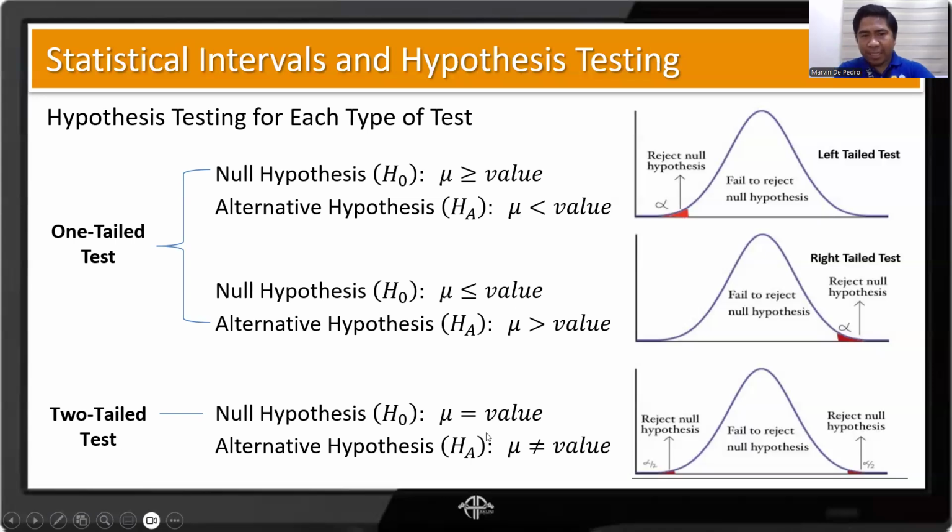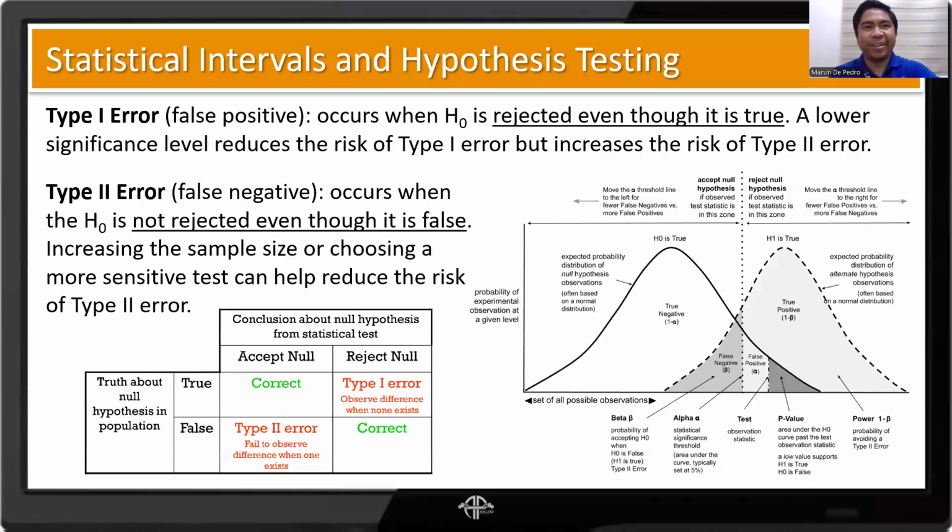While the two-tailed test, again, null equal, alternative not equal. Okay, so this is the illustration of the one-tailed test and the two-tailed test. All right, so they all have both acceptance and critical regions. Okay, I hope you got it.